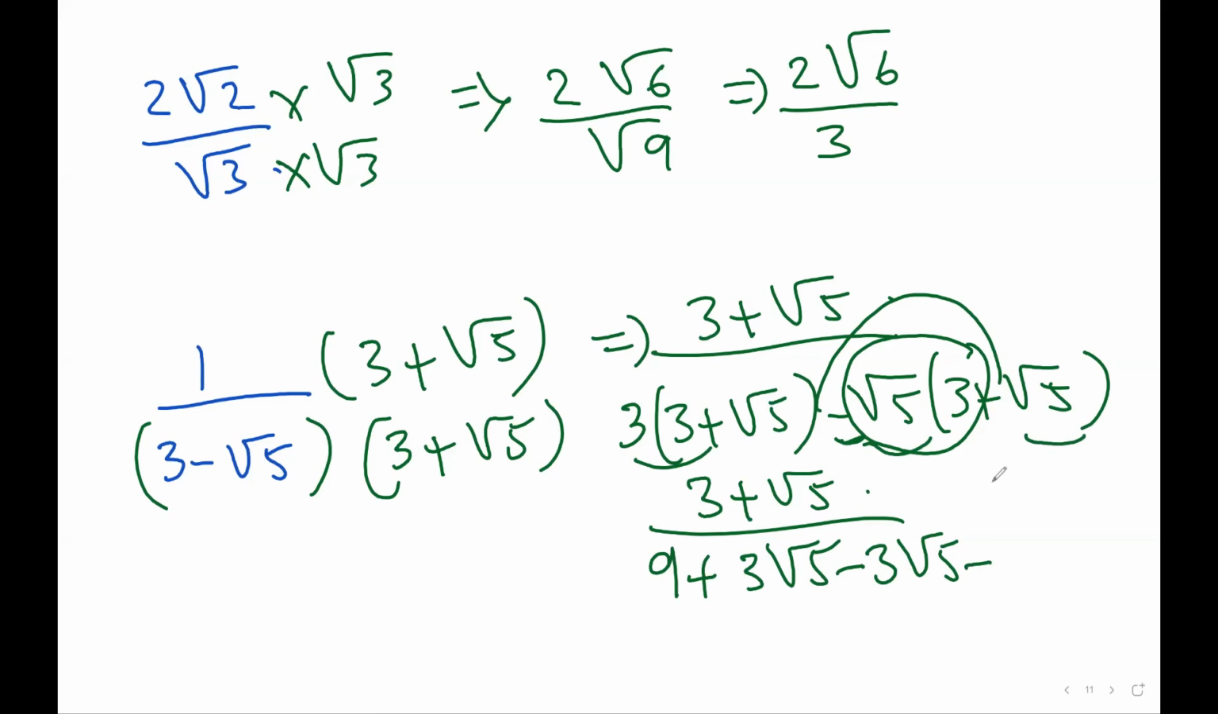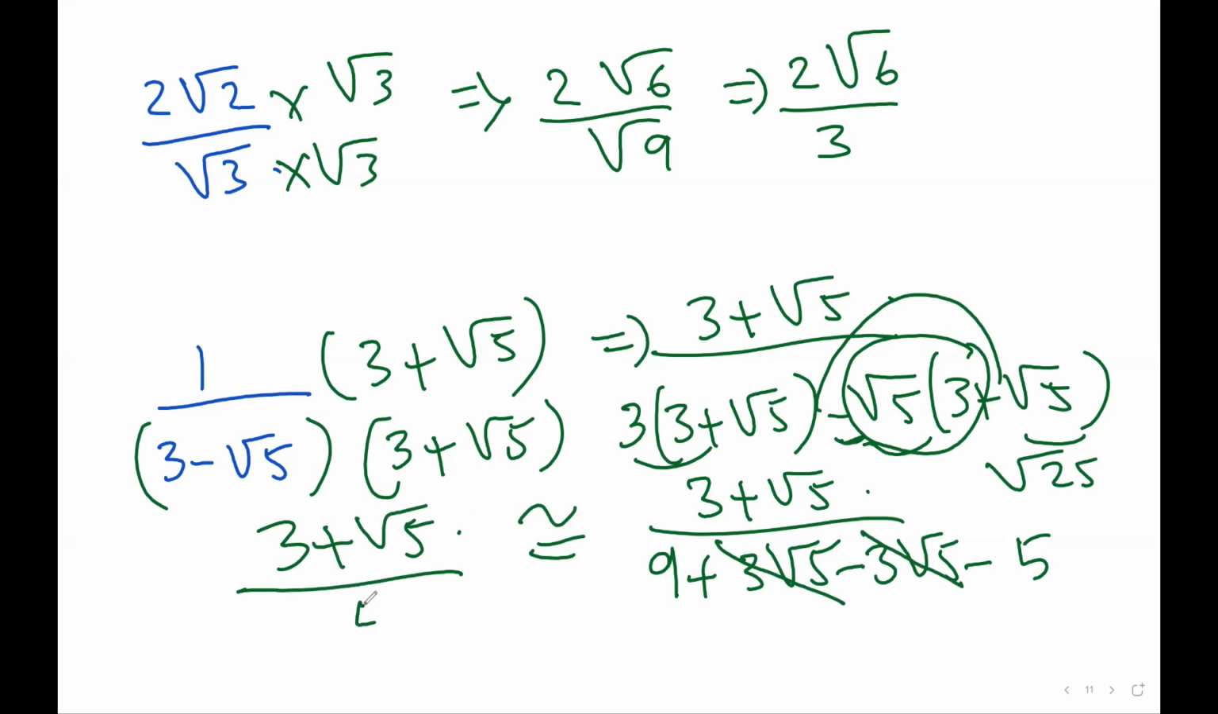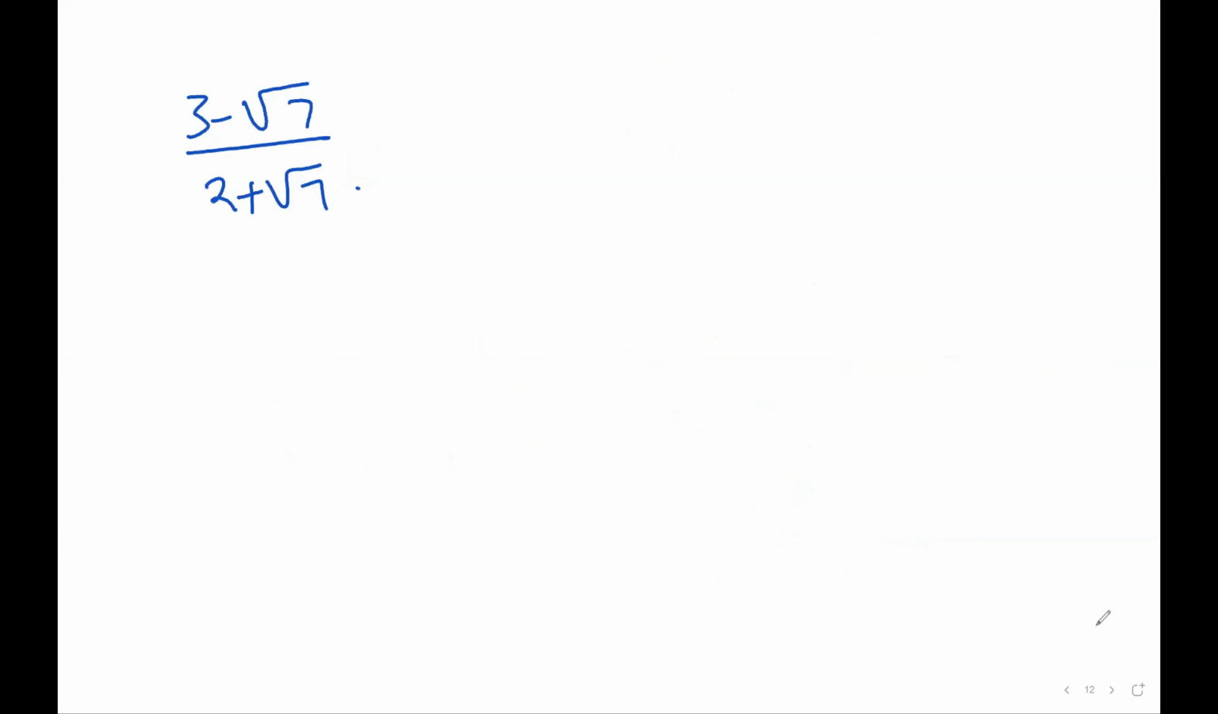Root 5 into root 5 is root 25. Root of 25 is what? It is 5. Correct? So what? This plus minus, it is cancelled. So your answer will be equivalent to 3 plus root 5 over 9 minus 5 is 4. So your answer will be 3 plus root 5 over 4. Repeating this, be very careful about the signs.